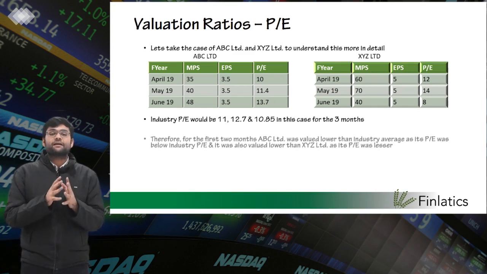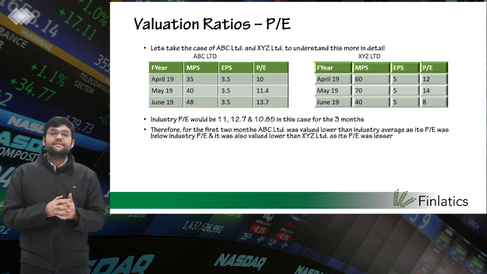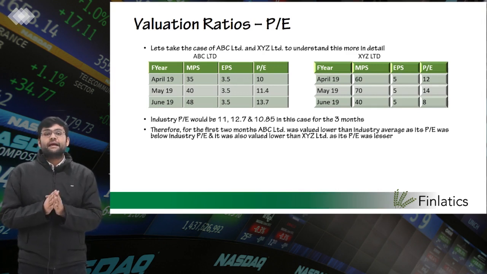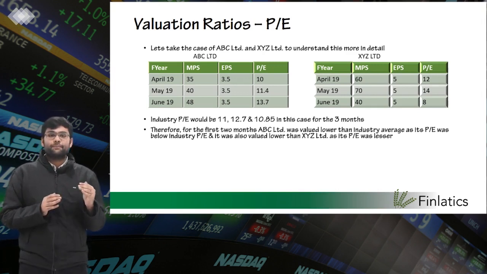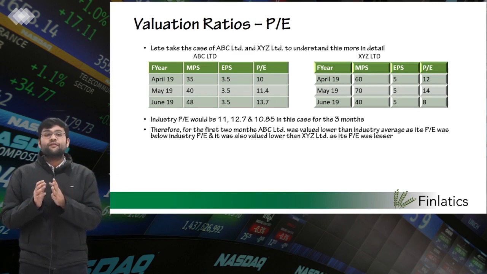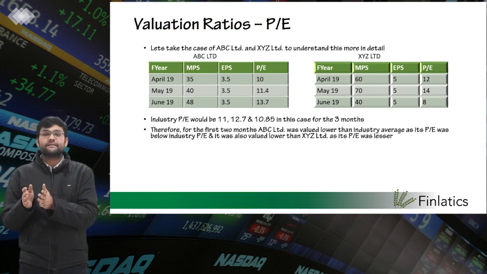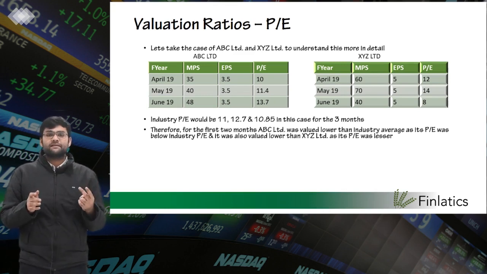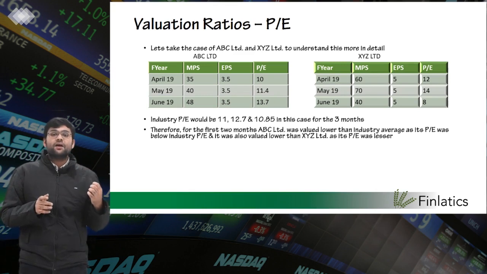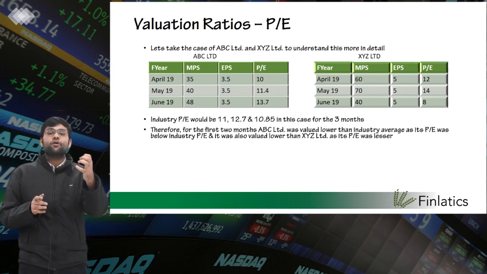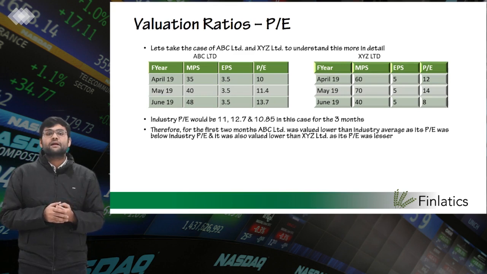Therefore, we can now draw our conclusions. ABC Limited was valued lower than industry in both months of April and May, as its PE was lesser than industry PE, while it was also valued lower than XYZ Limited, its competitor in this case, for both these months, as its PE was lesser than the PE of XYZ Limited.